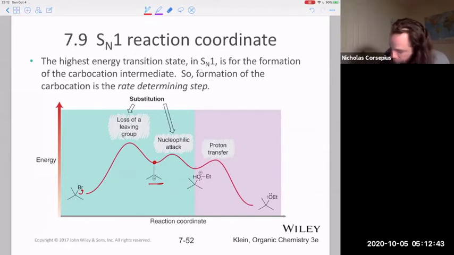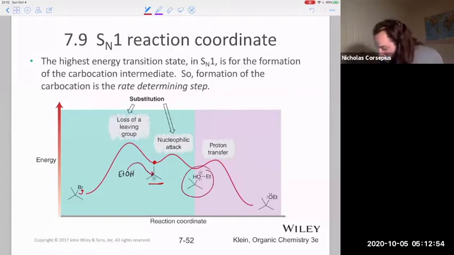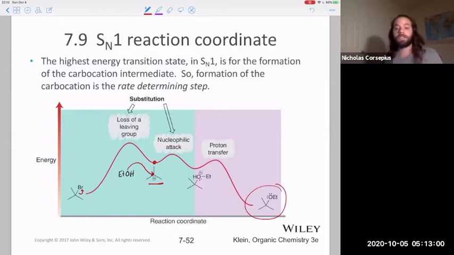Actually, let me use a different color. By the ethanol, forming yet another intermediate, which has this protonated oxygen. And then lastly, we have this proton transfer step to get us to our substitution product.